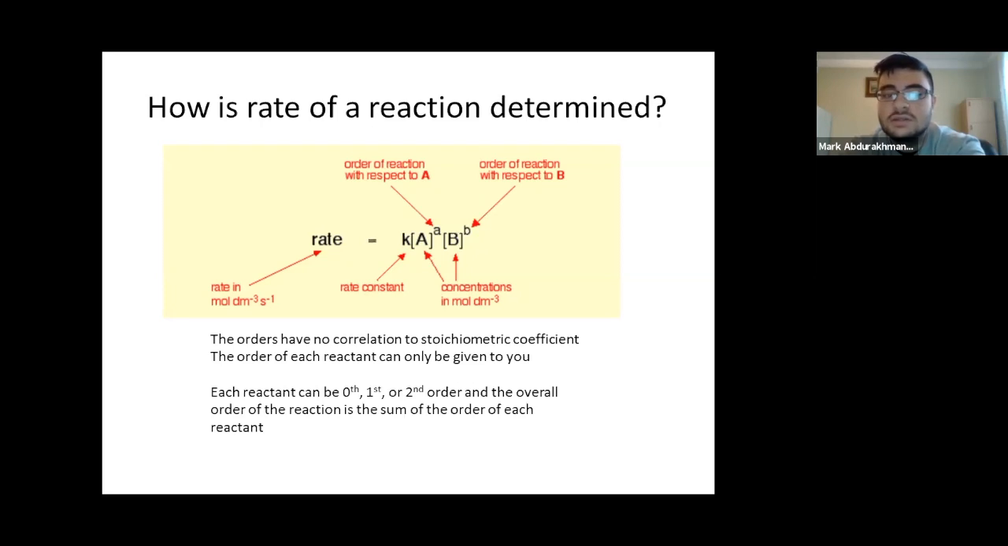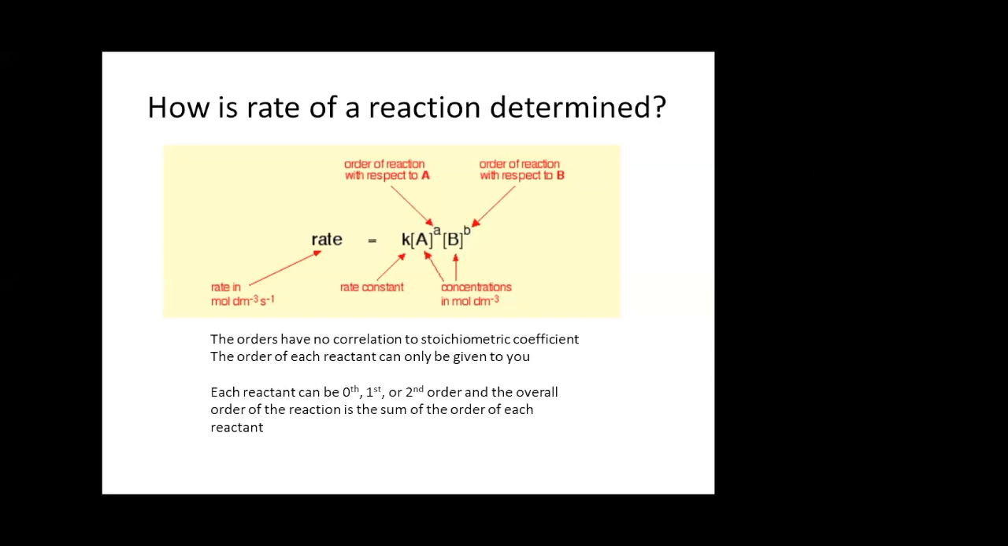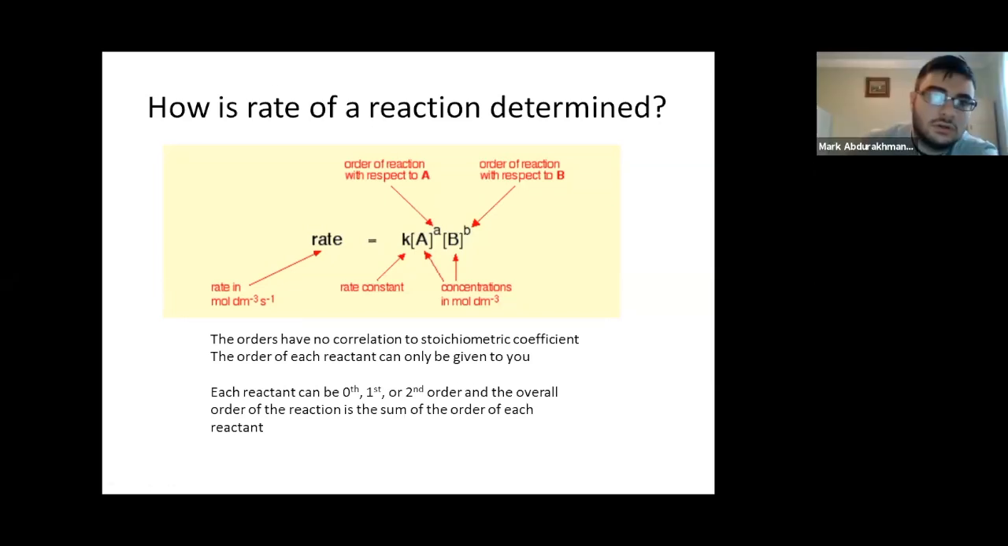So each reactant can be 0th order, 1st order, or 2nd order. It can be 3rd order, but usually it won't. That's too high for the MCAT. Usually it's 0th order, 1st order, or 2nd order.